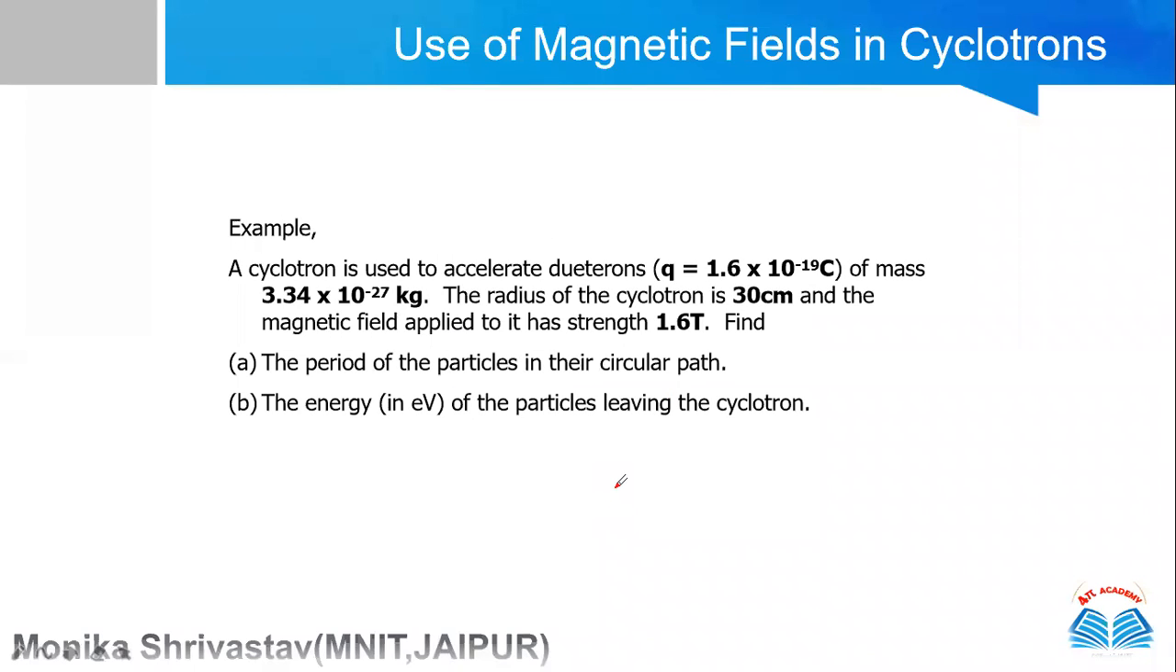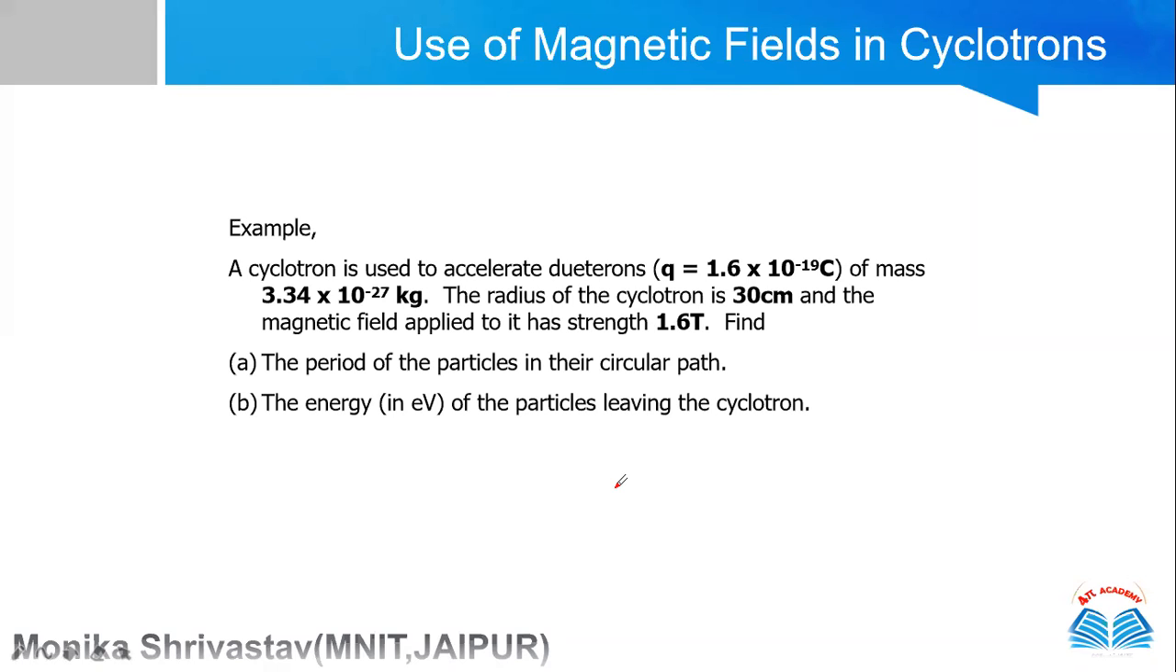One more example of which type of questions are coming. So this is the example. A cyclotron is used to accelerate deuterons, with q equals 1.6, you know this thing, and of this mass. The radius of the cyclotron is 30 centimeters, and the magnetic field applied to it has strength 1.6 Tesla. Find the period of the particles in their circular path and the energy of the particles leaving the cyclotron.